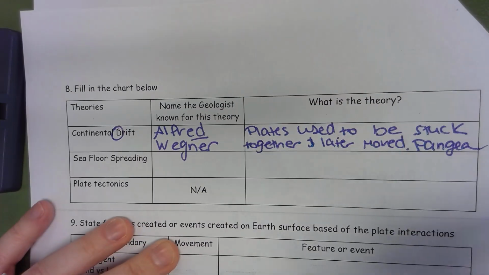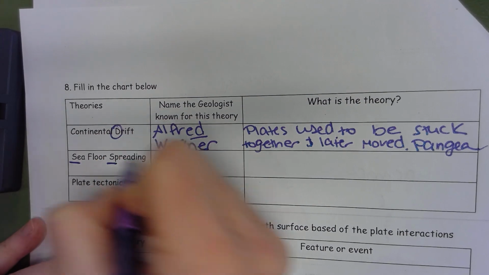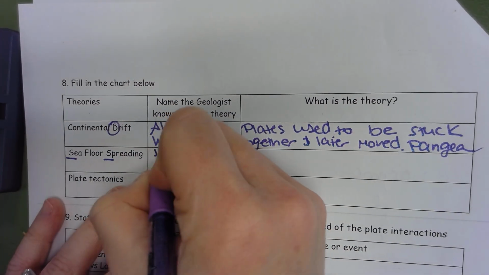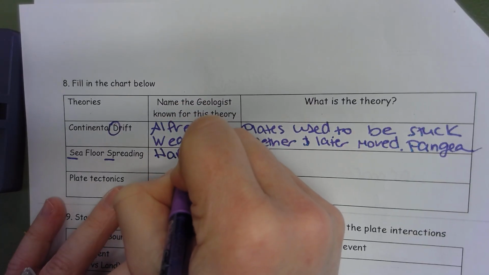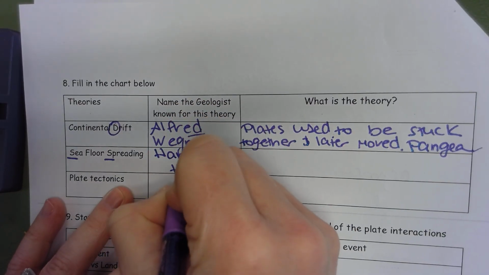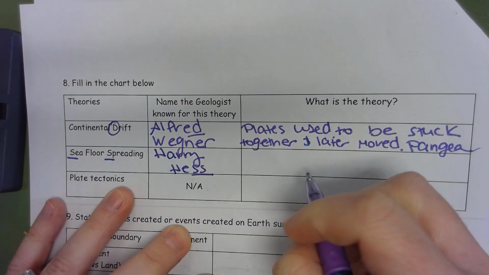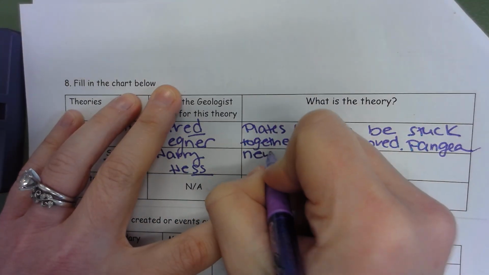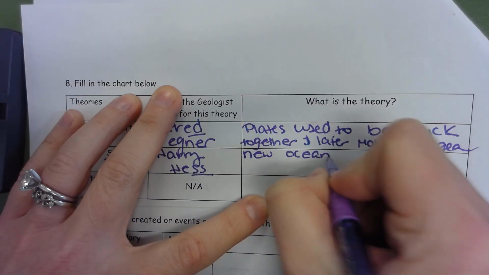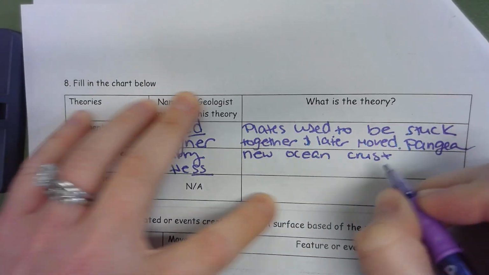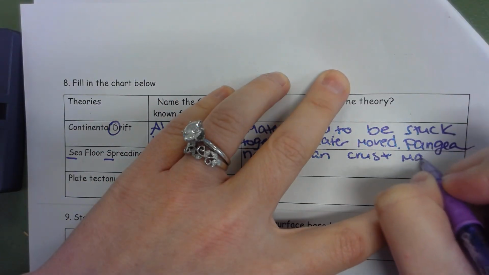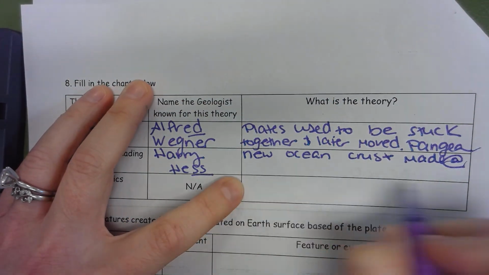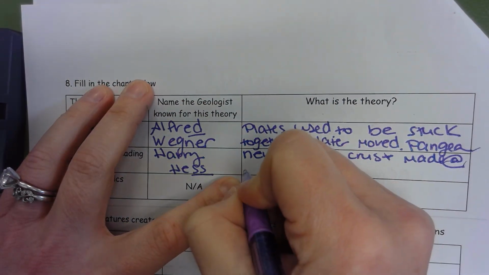Alright, seafloor spreading. It's got 2 S's in it, and those are for Harry Hess. His theory is where new ocean crust is made at mid-ocean ridges.